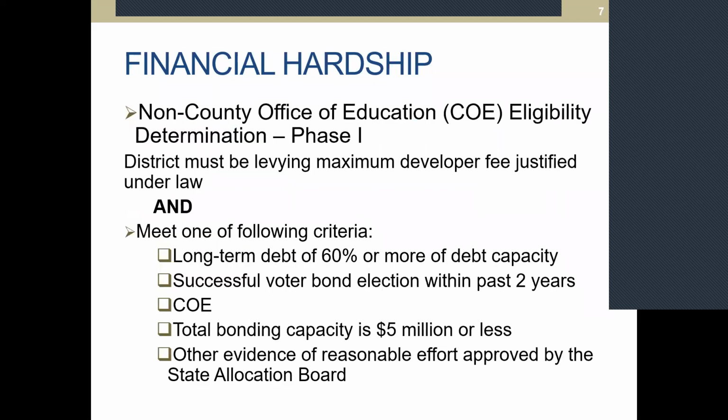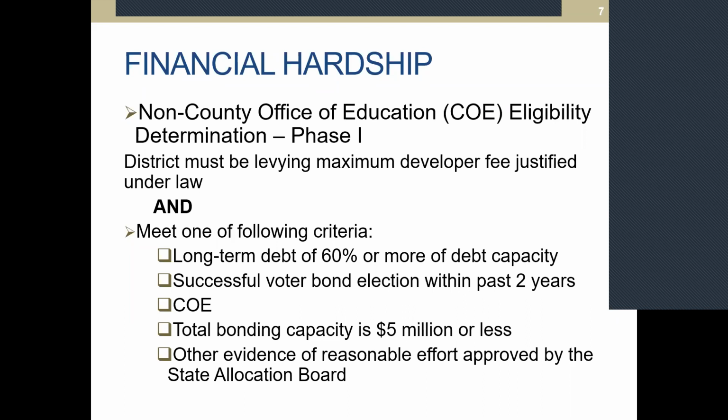Okay, so the first thing is establishing that phase 1 eligibility, and there are two parts to that. A district must be levying the maximum developer fee justified under law, and they must meet one of the following criteria. Do they have long-term debt of 60% or more of their total bonding capacity? Have they had a successful vote or bond election within the past 2 years? Is it a county office of education? Is it a smaller district with total bonding capacity of less than 5 million?